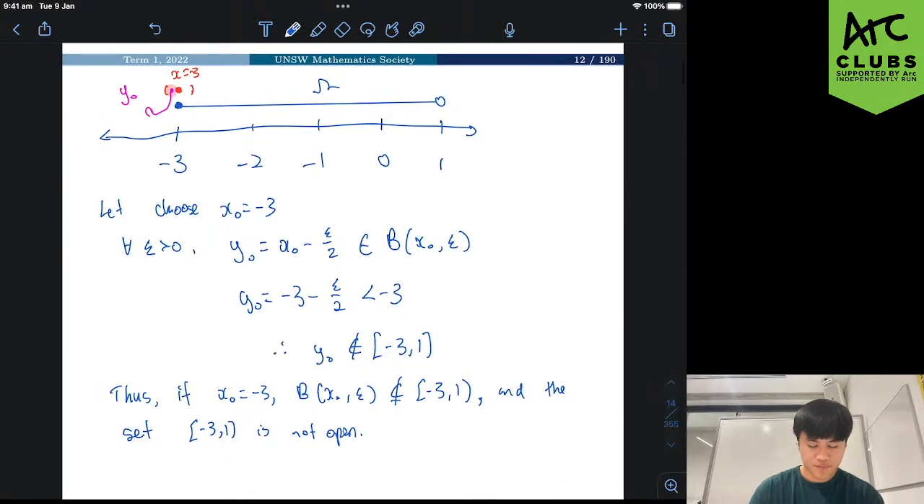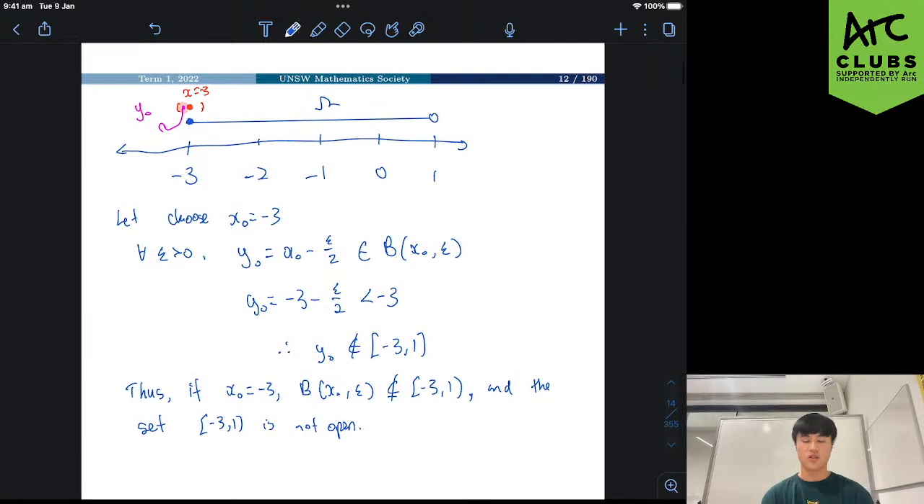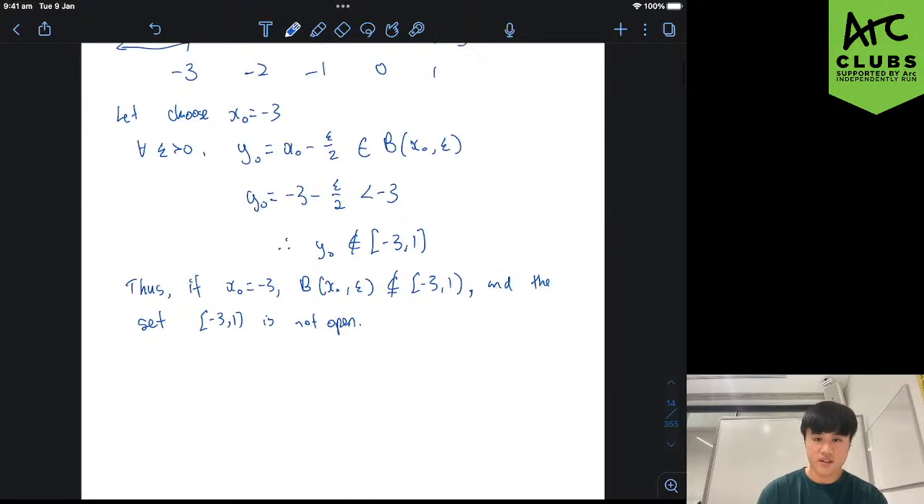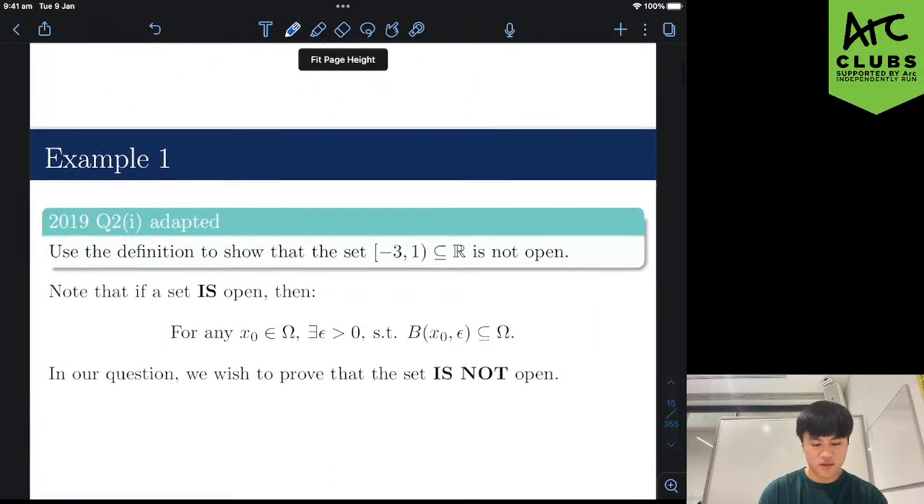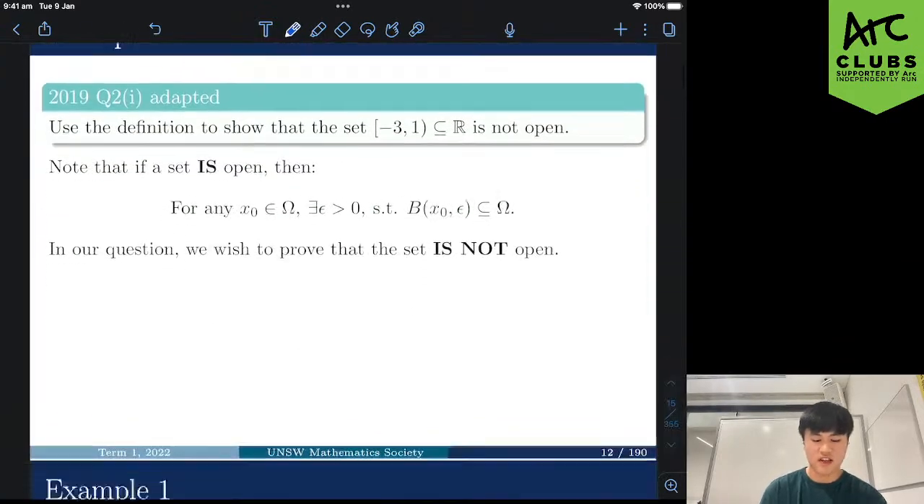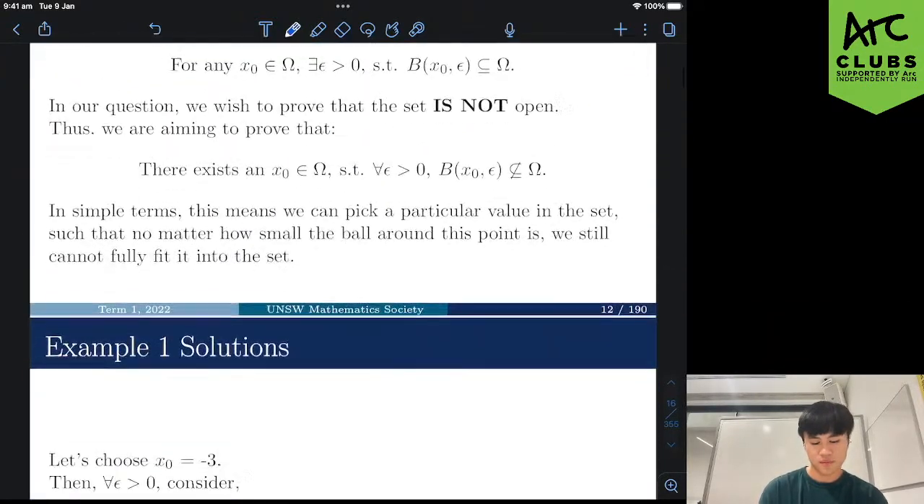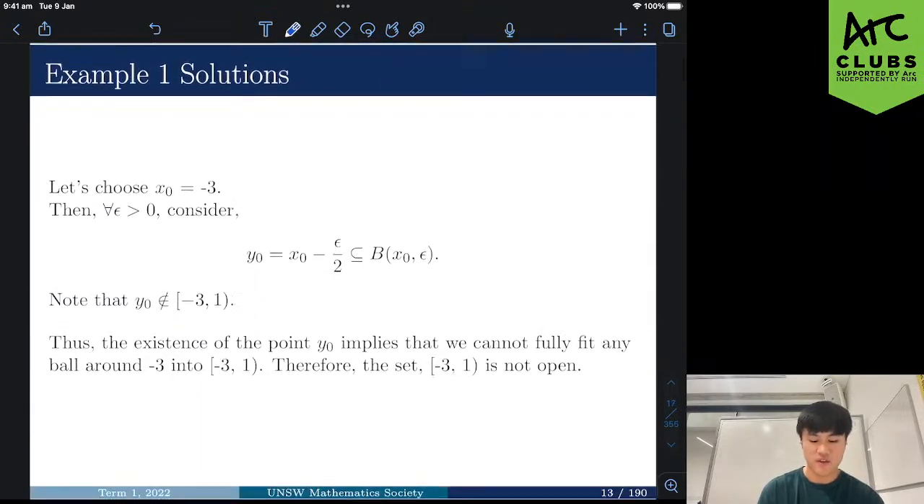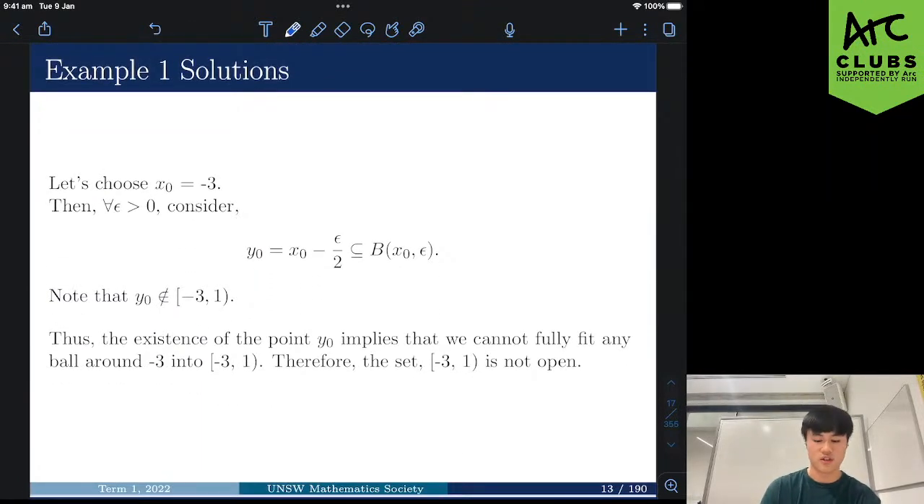Essentially what we need to do is just show that there exists a point such that the ball around that point is not included in the set, and that will show that it is not an open set. Alright, so we'll move on to the next section now. And here's just the typed up solutions, which, as we said, if you find it online, you can just look through the solutions here.